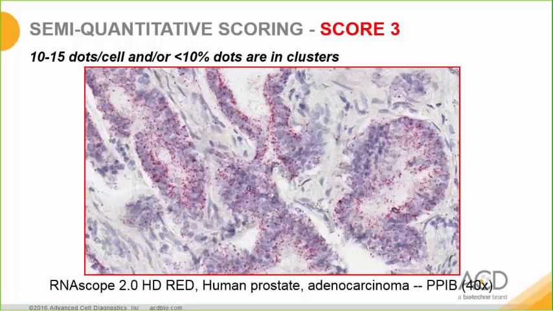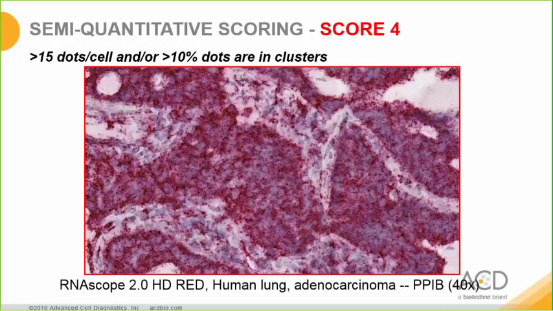In this sample, most of the cells, notably in the tumor cell compartment, contain from 10 to 15 red dots, thus getting a score of 3. In this sample, most of the cells contain more than 15 red dots, more than 10% of which are in clusters, thus getting a score of 4.